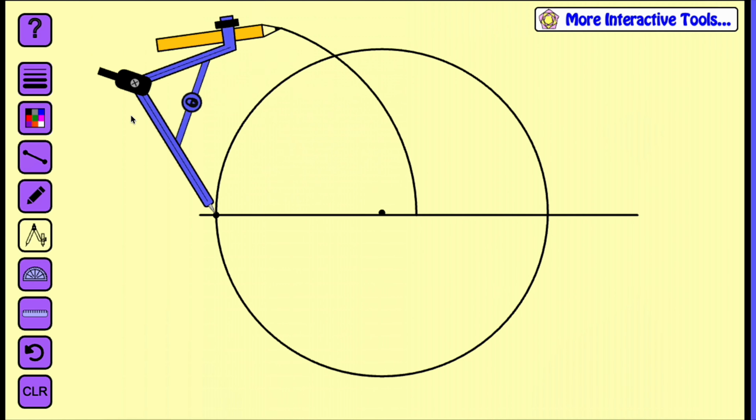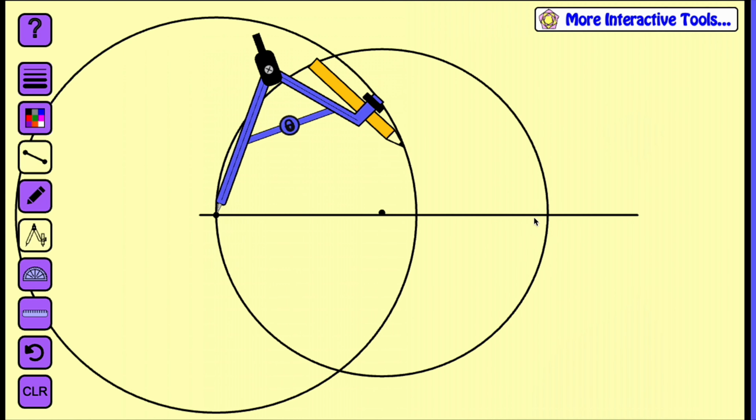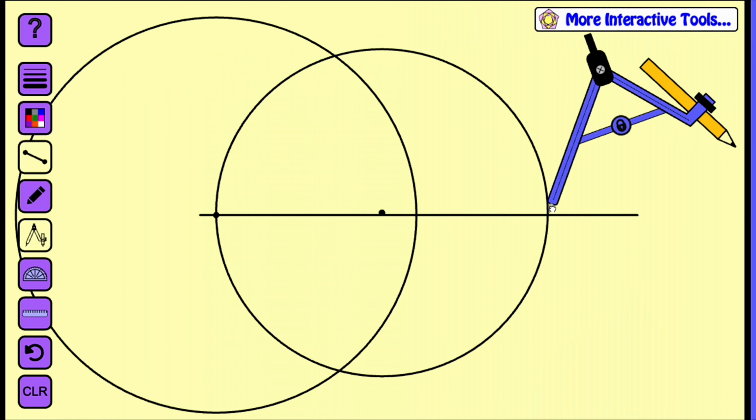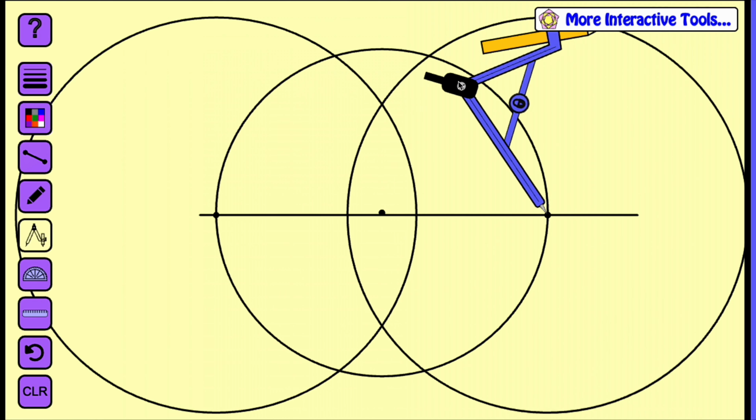Just lock that in, and I'm going to draw a circle from there. And I'm going to do the same where it crosses here at the line. So I've drawn two circles, and you can see that point of intersection with those two circles, it'll create a 90-degree angle. So I just need to connect those two up.